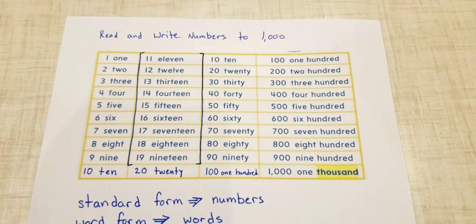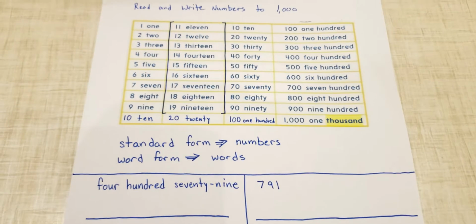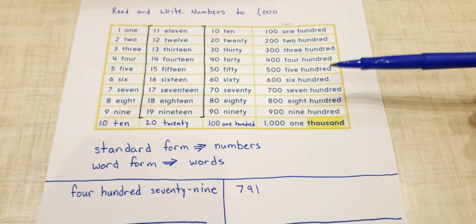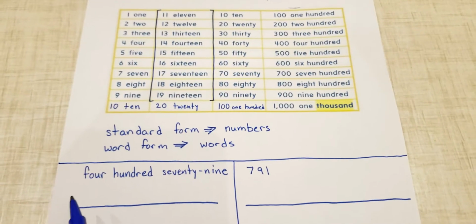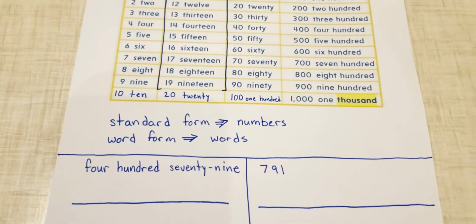So what we're going to do is change the word form to the number form and the number form to word form with the help of this nifty chart right here, okay? So let's take a look at this problem here. It says 479, okay?